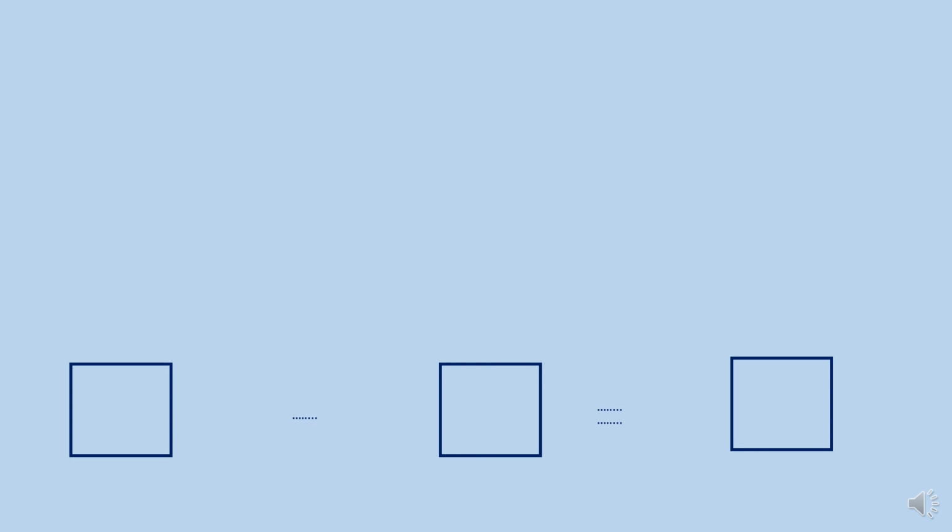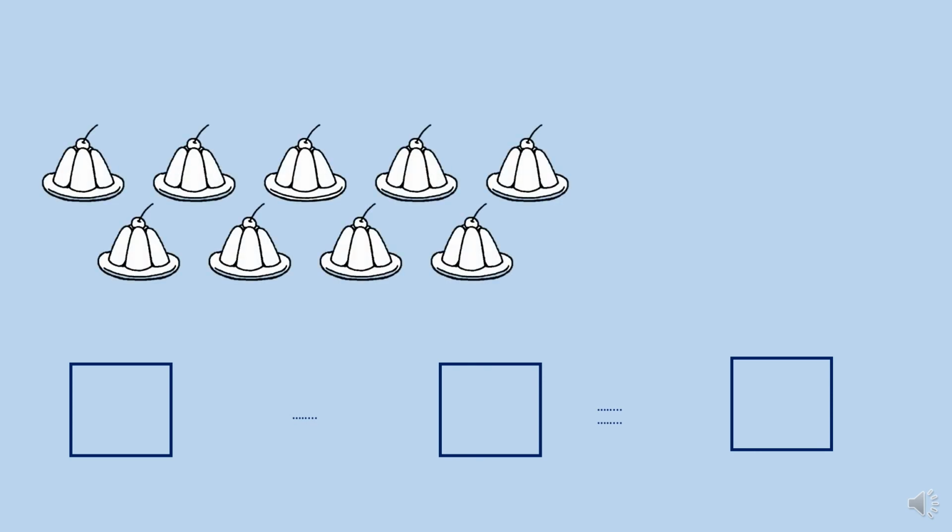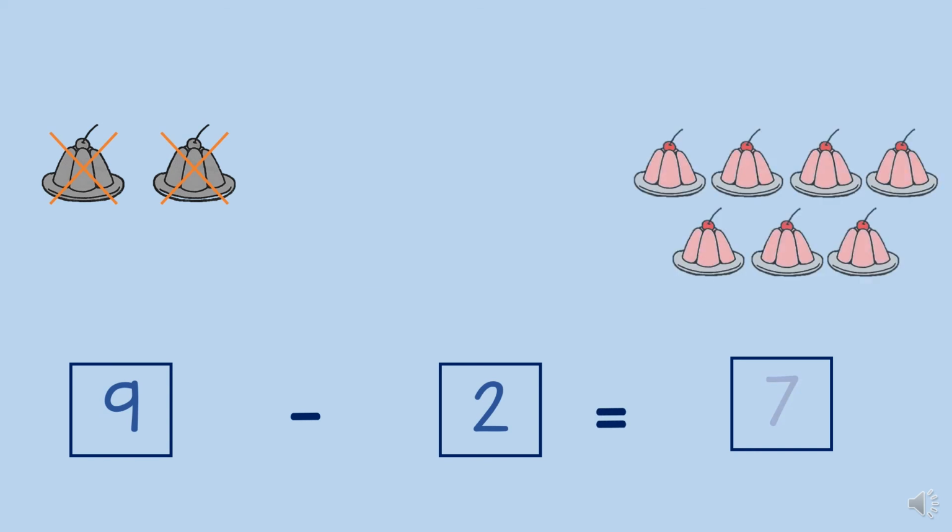Next we have jellies. How many jellies do we have? Let's count. 1, 2, 3, 4, 5, 6, 7, 8, 9. 9. Let's take away some jellies. 1, 2. Now, how many jellies are left? Let's count. 1, 2, 3, 4, 5, 6, 7. 7. 9 minus 2 equals 7.